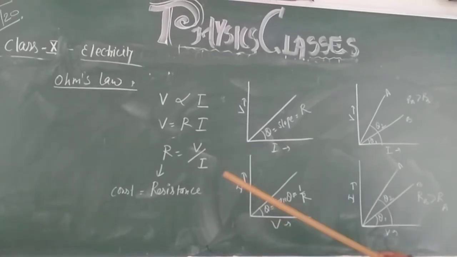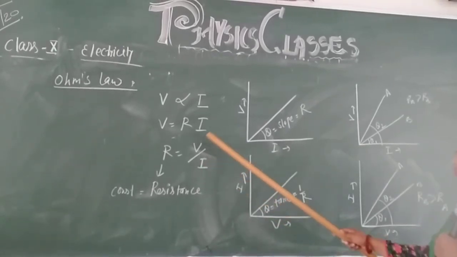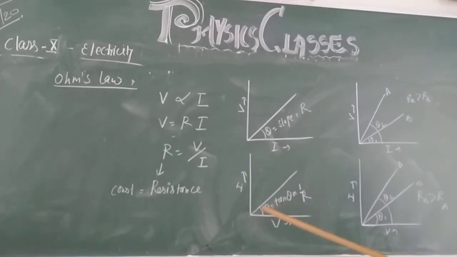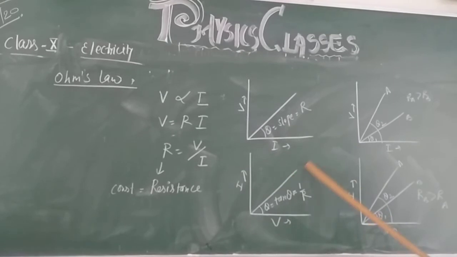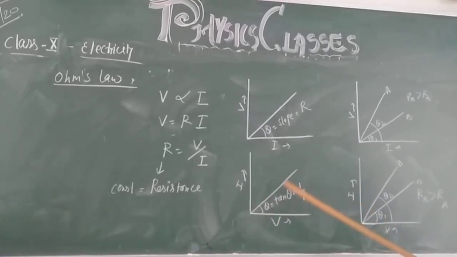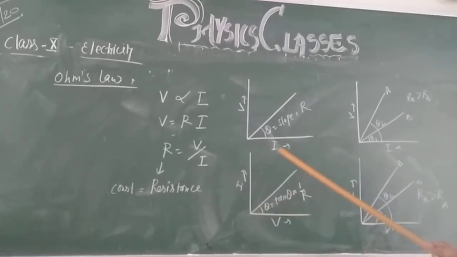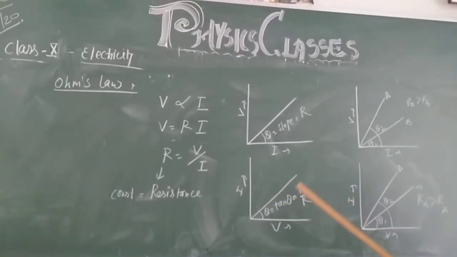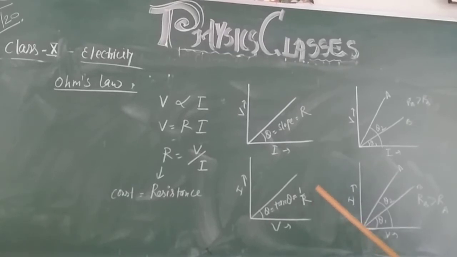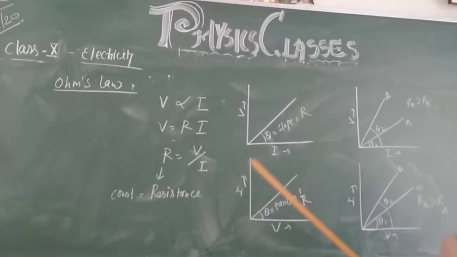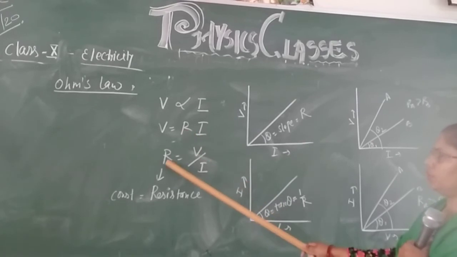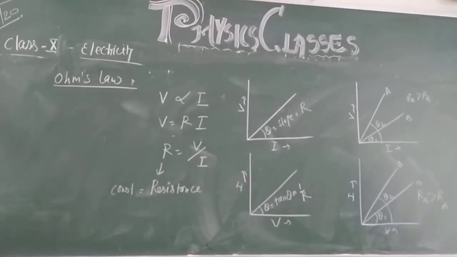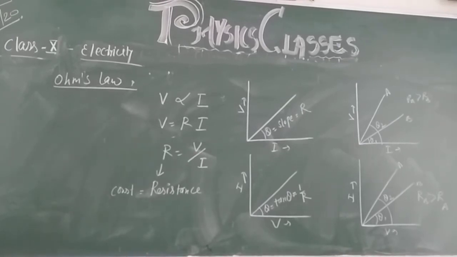But if we reverse the graph, if we plot a graph between I and V, with I along the vertical axis and V along the horizontal axis, then again they are directly proportional and we get a straight line. A straight line means it follows Ohm's law, but theta is not equal to R. This theta is equal to 1 upon R, because I upon V is equal to 1 upon R. So from the IV graph we get 1 upon R, the reciprocal of resistance.